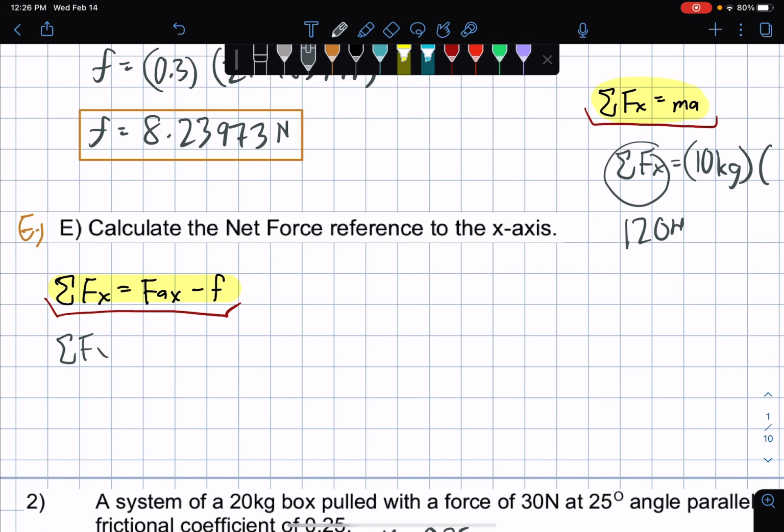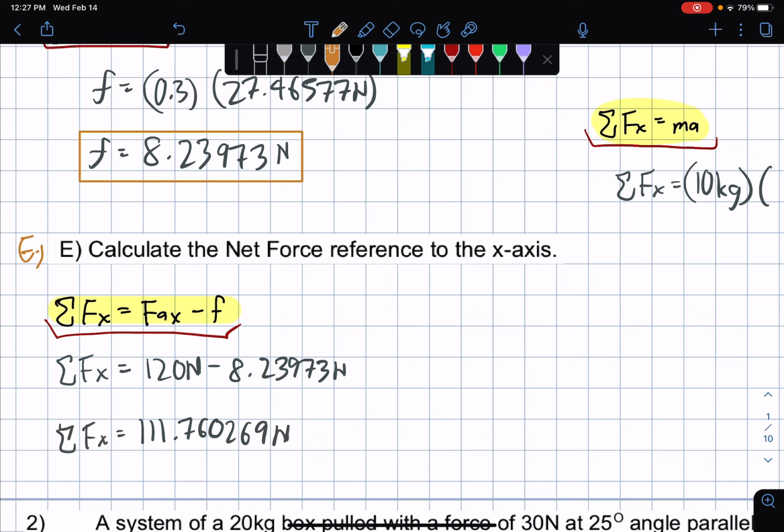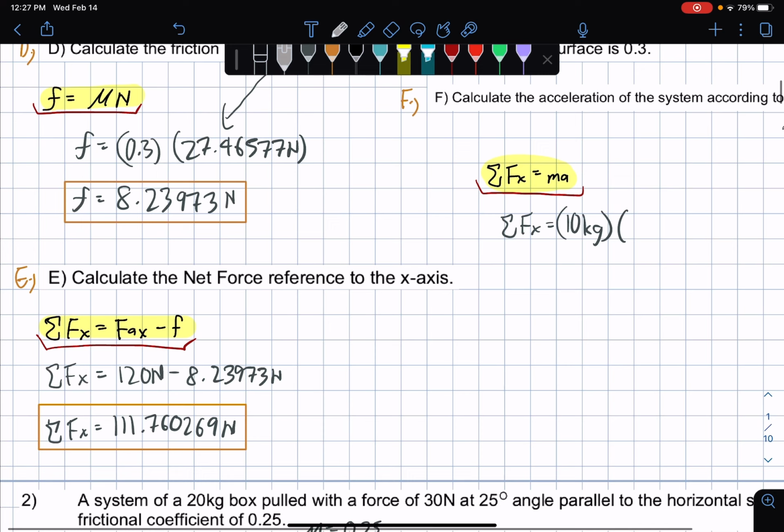Okay, so summation of Fx, like what I said earlier, is definitely not equal to 0 because the object is moving with respect to the x-axis or the horizontal aspect. So Fax or Fa is 120 newtons. The friction is 8.23973 newtons. What's the summation? So we have 111.760 newtons. Now we have the summation of Fx. We can now use that to find the acceleration given this formula.